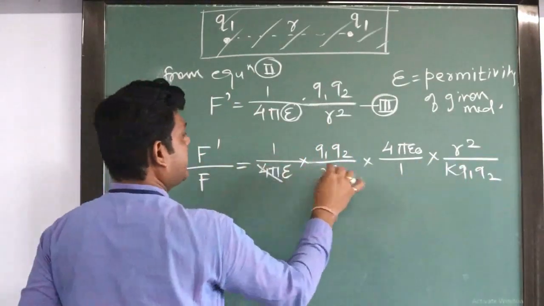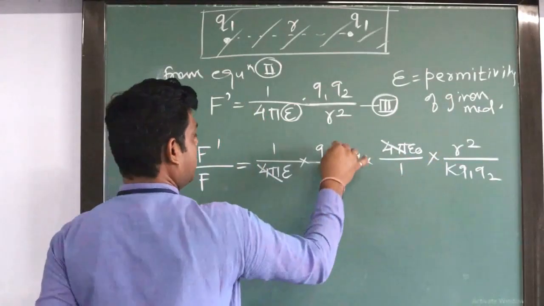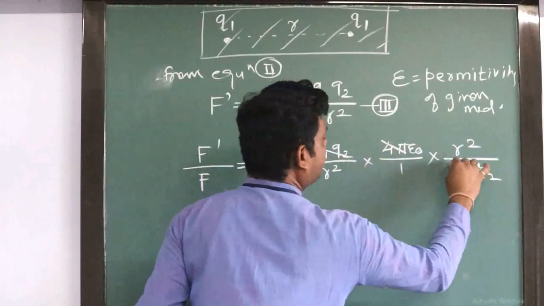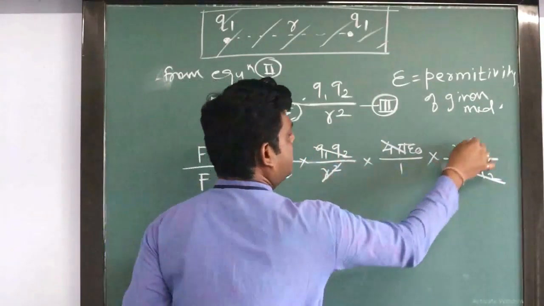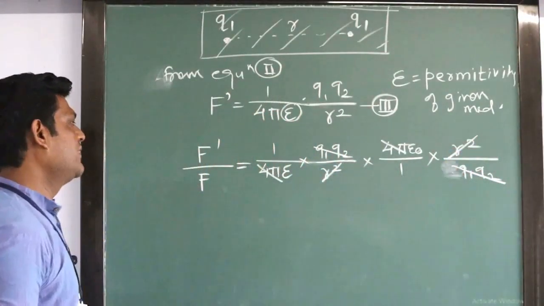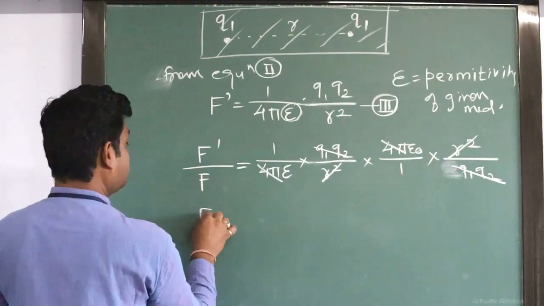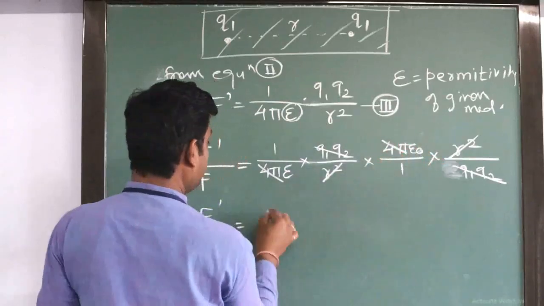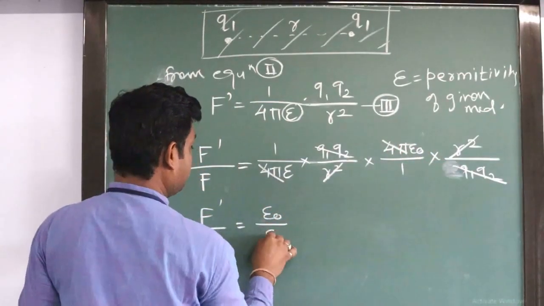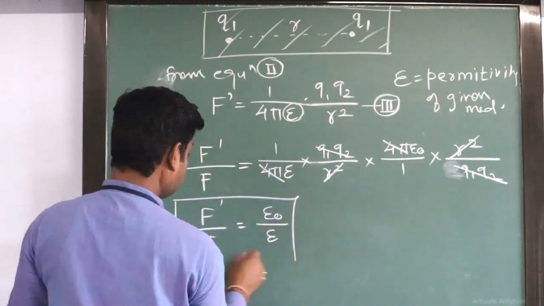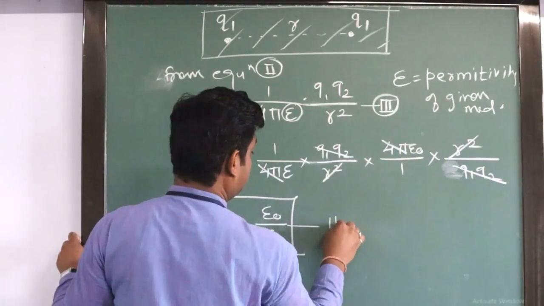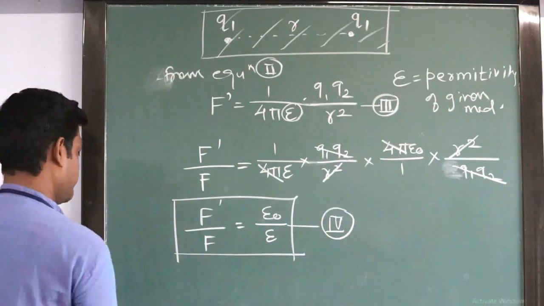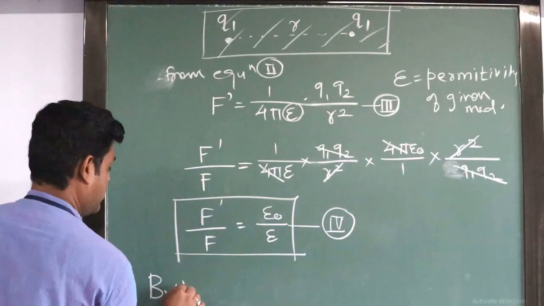So, this 4 pi gets cancelled. Sorry, the Q1 and Q2 get cancelled. This r square gets cancelled, right? So, F dash divided by F equal to epsilon 0 by epsilon. So, this is equation number 4.